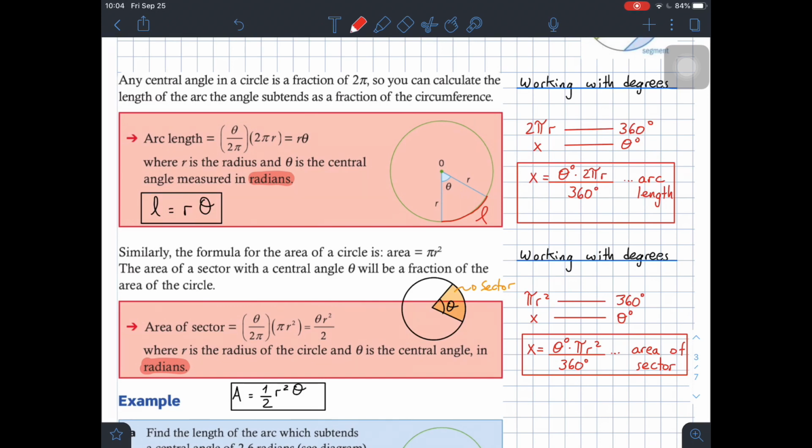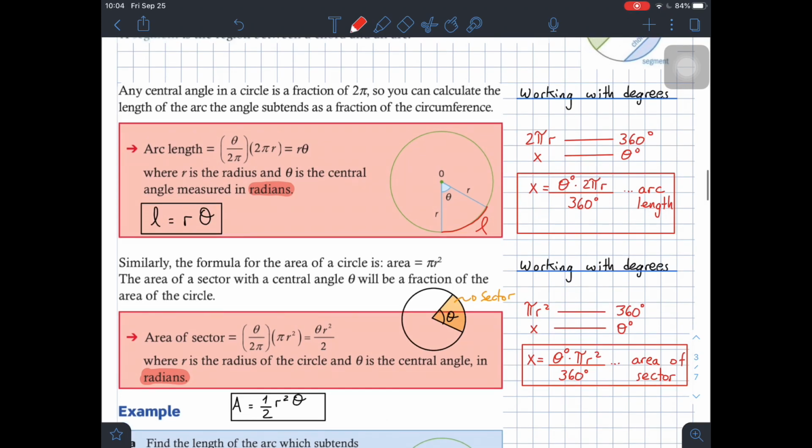But it is very important. Here it says r is the radius and theta is the central angle measured in radians. If you want to use this formula, you should always plug in the angle in radians. If you plug in the angle in degrees, you would get a wrong result. And the deduction of where this formula comes from is actually pretty easy.